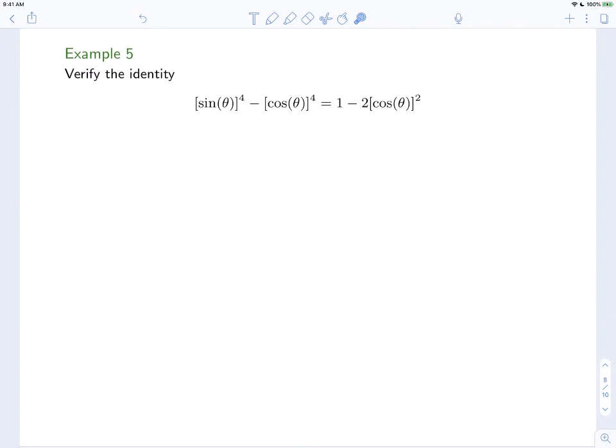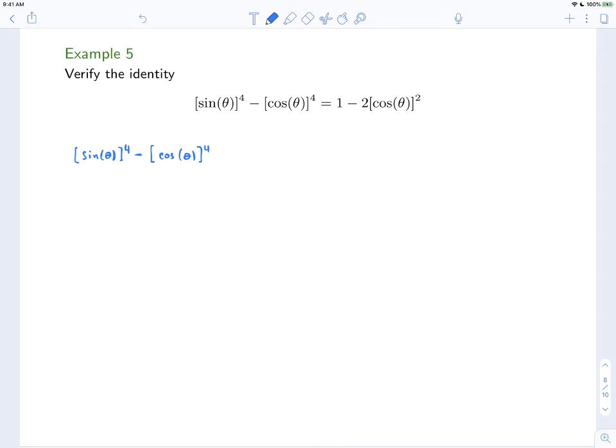Let's do another one. For this example, we want to show that sine of theta raised to the fourth minus cosine theta raised to the fourth is equal to 1 minus 2 times cosine theta squared. This is our objective. So let's start with the left side and show that it's equal to the right side. So we have sine of theta, and we're raising all of sine of theta to the fourth, minus, and now we're going to raise all of cosine theta to the fourth.